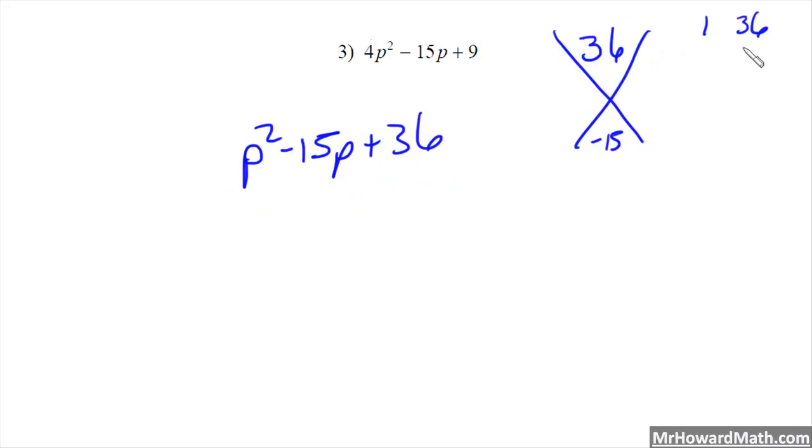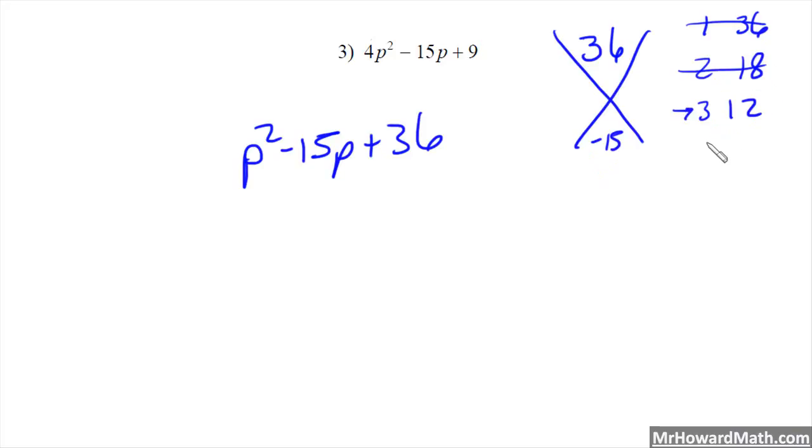That gives me 37 or 35 as a combination through add and subtract. So that's not it. Next combination would be 2 and 18. That gives me a 16 or a 20 right here. That won't work. 3 and 12. Okay, this could be it. 3 and 12 would multiply to 36, and if I put my signs in right, that'd give me a 15. So maybe this is it.